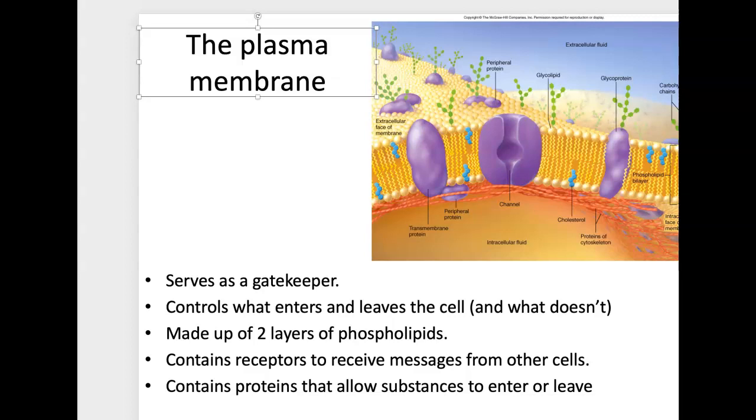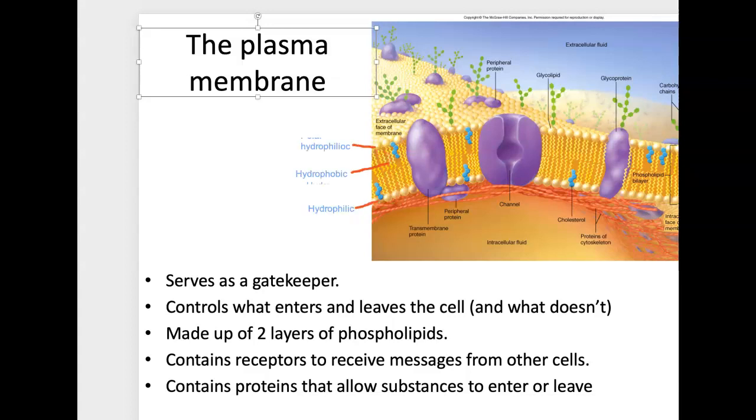This last video is on the cell membrane and how it acts as a gatekeeper. If you remember, the cell membrane is made out of phospholipids, which are these little things that look like two-tailed sperm. And they have two regions. This region is polar and hydrophilic, where this region is nonpolar and hydrophobic.